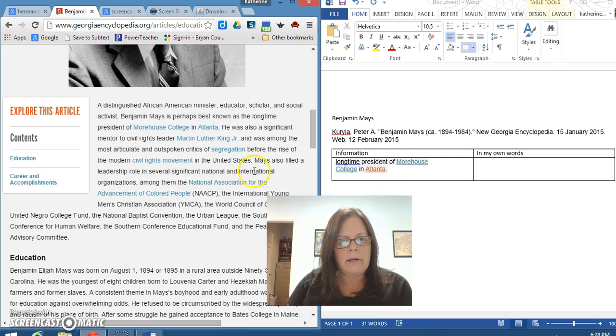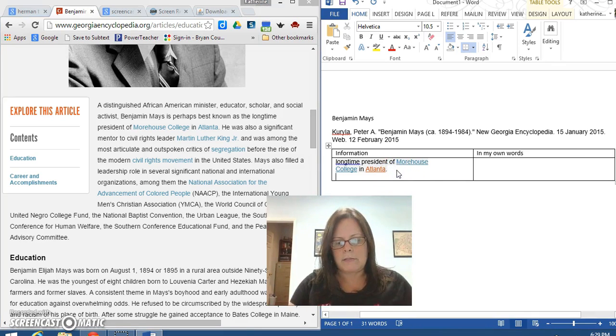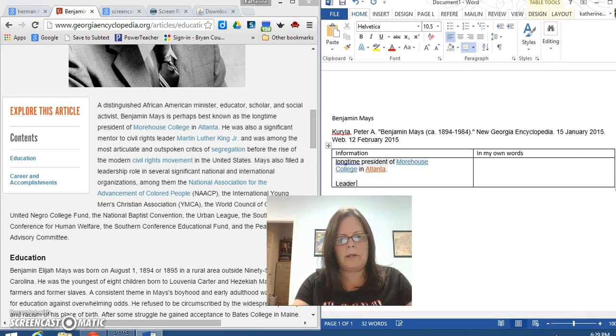As I come down here to the bottom of the paragraph, I also see that he had a big leadership role in other national organizations. So I don't want to include everything, but some of these that stand out are the first two. He was a leader in the NAACP and a leader in the YMCA. So I can copy and paste, but really I'm just going to come over here and type.